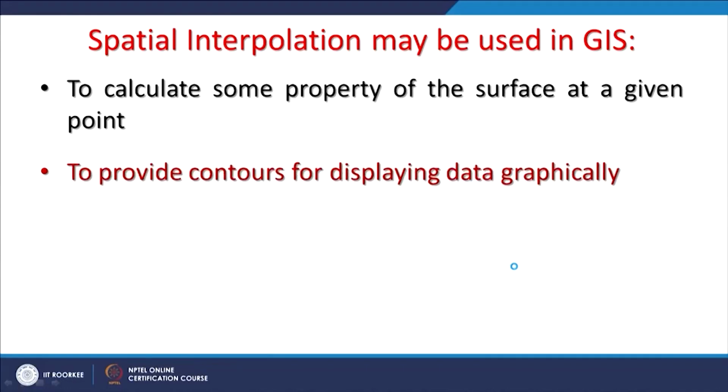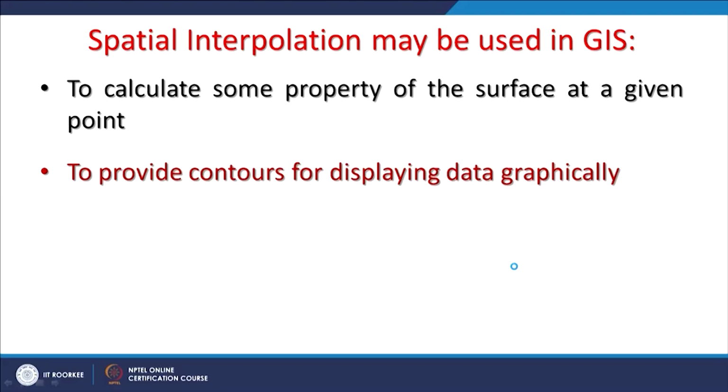Now, spatial interpolation may be used in GIS to calculate some property of the surface at a given point. That property may be elevation, concentration, rainfall or whatever, and then to provide contours for displaying data graphically. Many people may not be comfortable with point data, but they are very comfortable with contours. Contours means iso-heights.